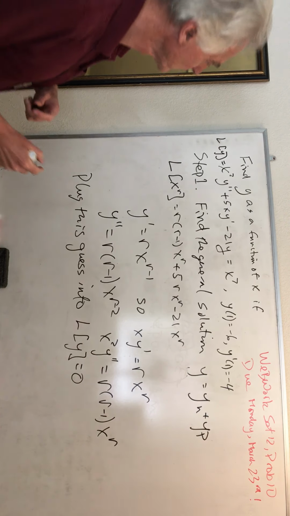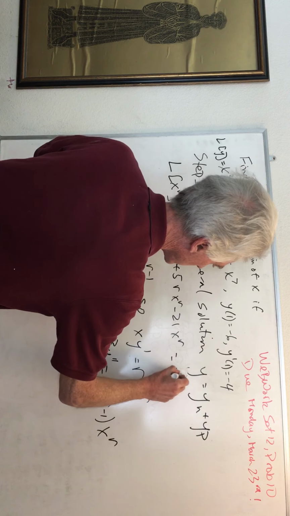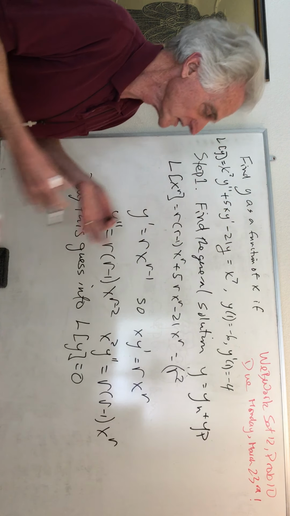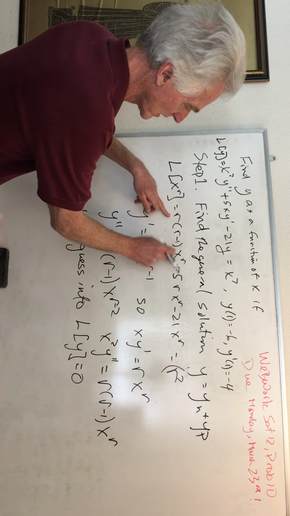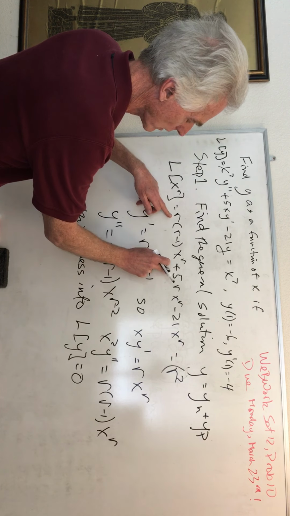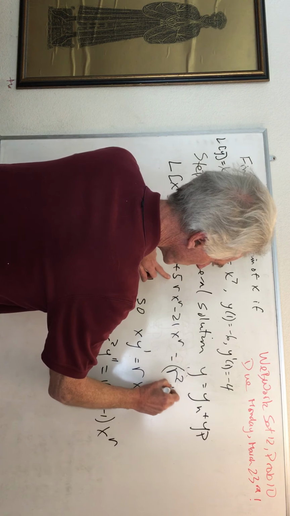We should probably simplify this because we're going to use this a lot. Basically, it's something times x to the r. What's the something? I get r squared times x to the r. I get minus r times x to the r, but I get a plus 5 over here. So that gives you a plus 4r.